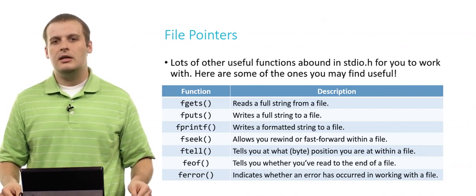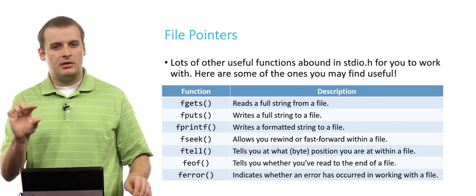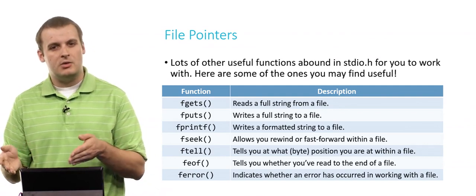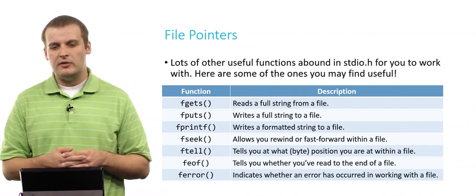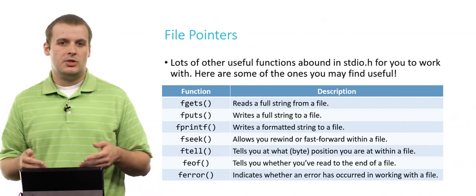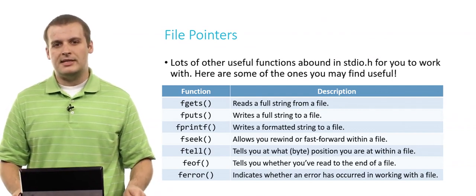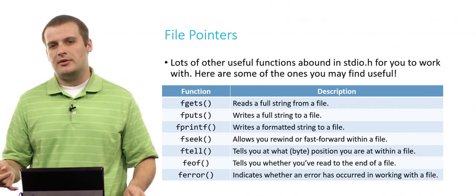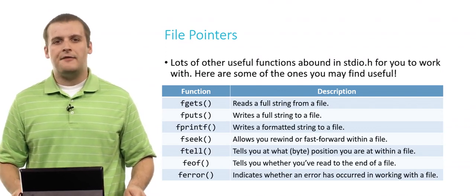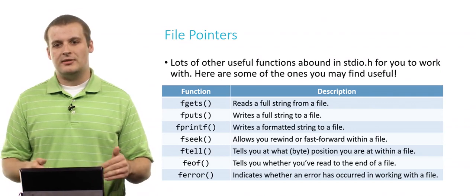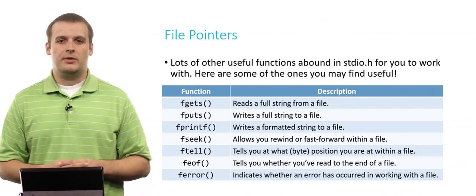And ftell, again, similar to a DVD player, is like a little clock that tells you how many minutes and seconds you are into a particular movie. Similarly, ftell tells you how many bytes you are into the file. feof is a different version of detecting whether you've reached the end of the file. And ferror is a function that you can use to detect whether something has gone wrong working with a file. Again, this is just scratching the surface. There's still plenty more file I/O functions in stdio.h, but this will probably get you started working with file pointers.